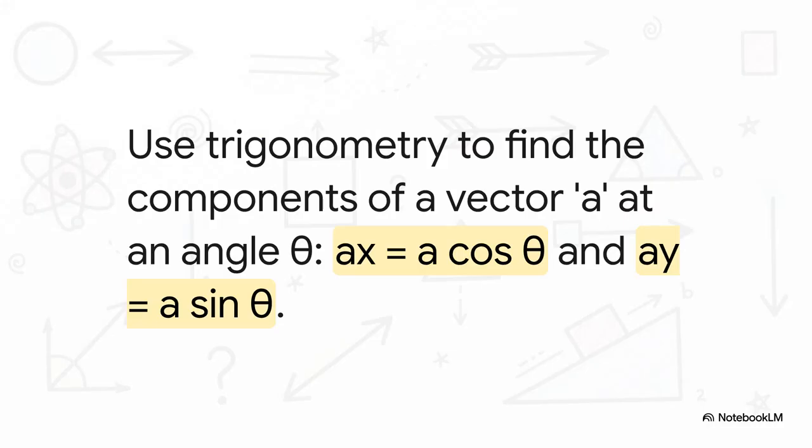So how do we find the exact length of those shadows? You're not going to believe it. It's just some basic high school trick. If you know the vector's total length, its magnitude, A, and the angle it's pointing at, theta, then the x component is just A times the cosine of that angle, and the y component is A times the sine. That's it. That's the secret code.